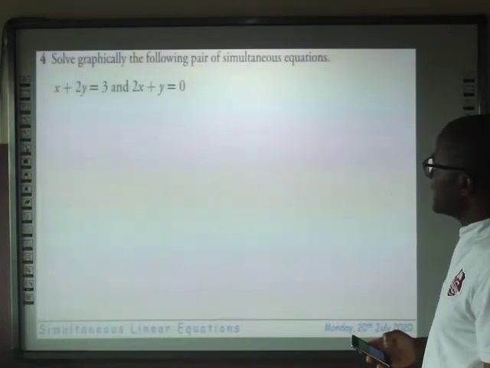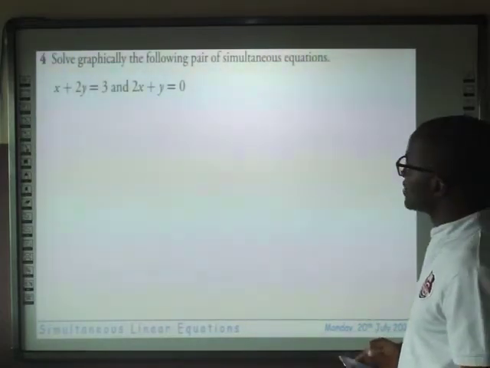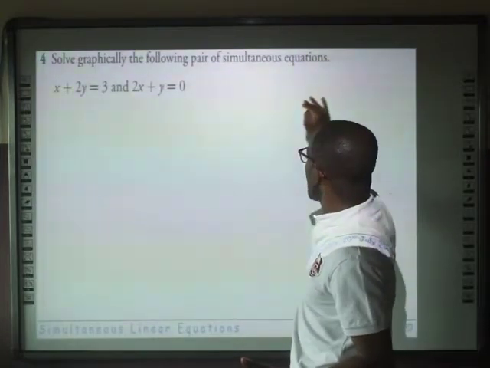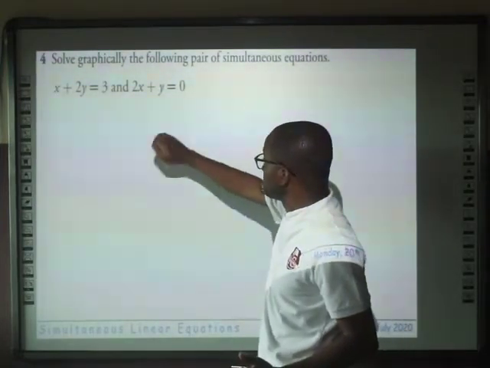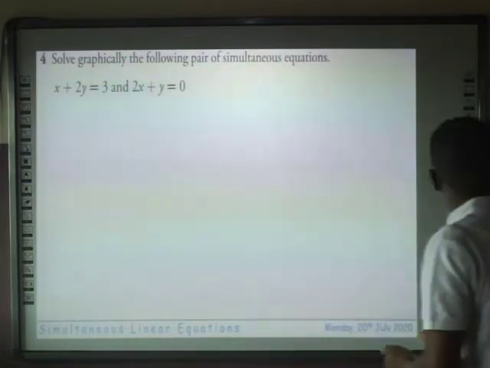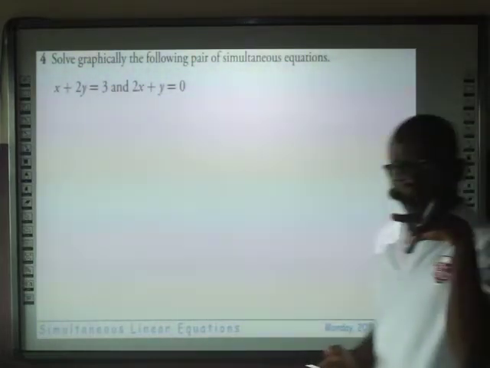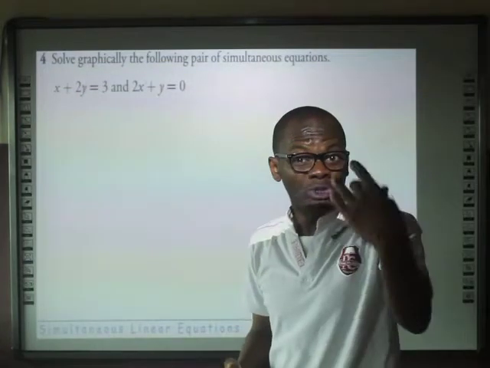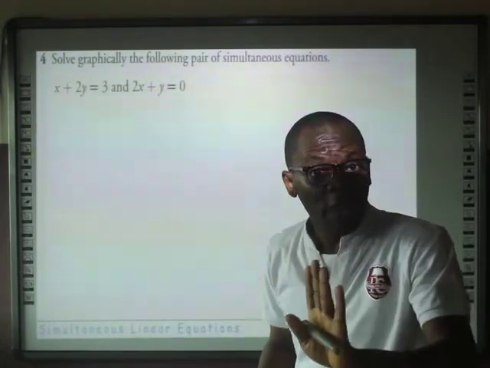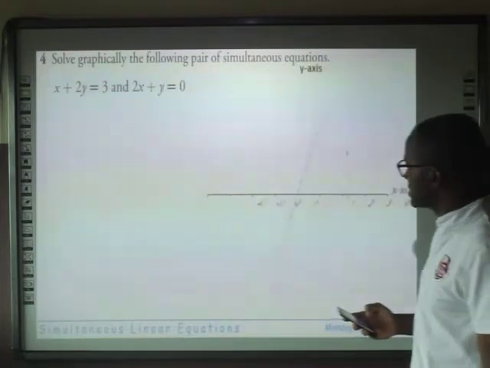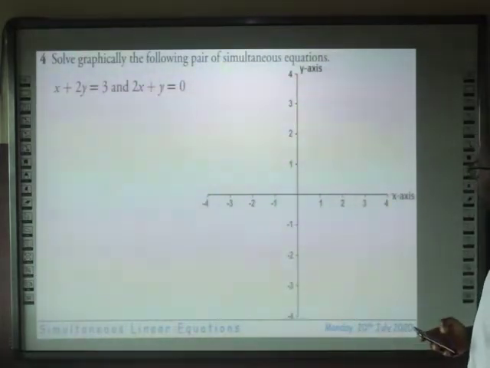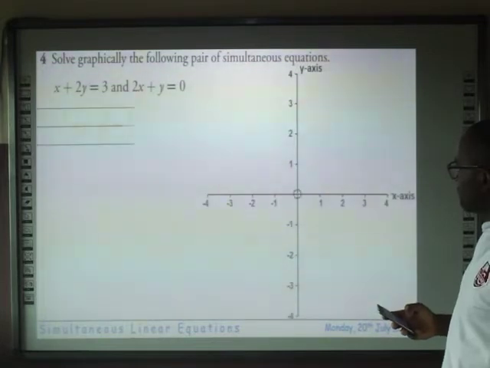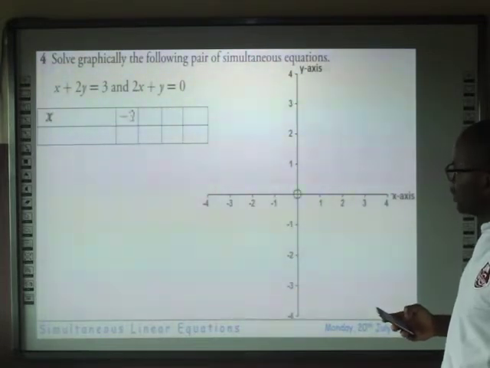Moving on quickly to number 4. Number 4 says, solve graphically the following pair of simultaneous equations. x plus 2y is equal to 3 and 2x plus y is equal to 0. So when you are asked to solve graphically, again, it means you have to draw a graph. And before you can draw a graph, you will need a table of values. Like I said, we'll start first of all by drawing the table of values.